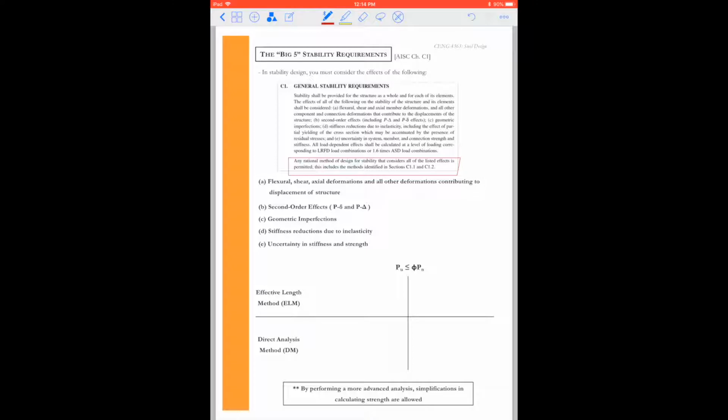We need to make sure our analysis captures any second order effects, so this is P little delta and P big delta. We need to make sure geometric imperfections are modeled, that stiffness reductions due to inelasticity are included, and lastly that we account for any uncertainty in strength and stiffness.